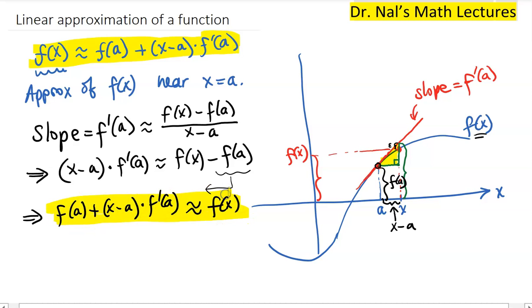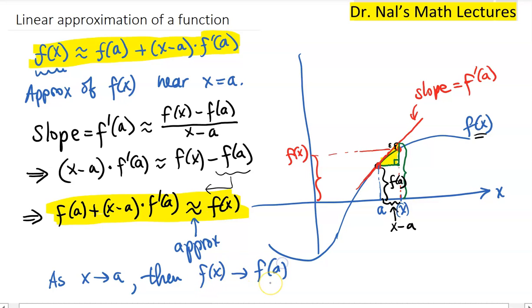So we need to say a few words about this approximation. This is an approximate value, and it will become a better approximation if that point x is nearby the value of a. As x gets closer and closer to that point a, then the value of f of x will get closer and closer to the value of f of a. As a result, the error term, which is f of x minus f of a, will get closer and closer to 0. So that's the logic behind linear approximation.